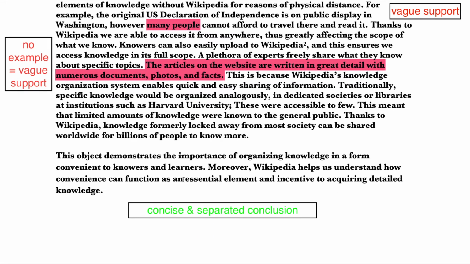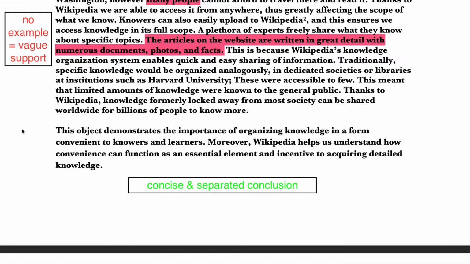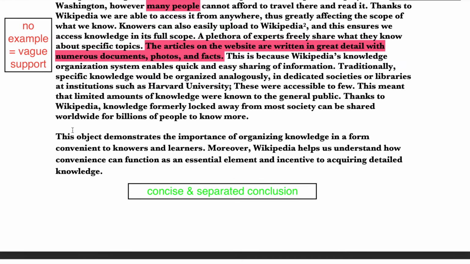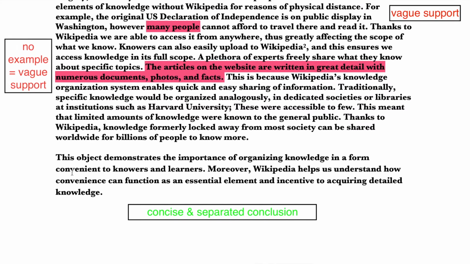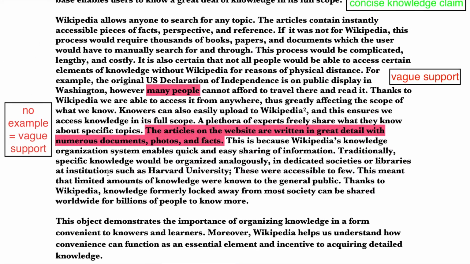I then conclude this object by writing, this object demonstrates the importance of organizing knowledge in a form convenient to knowers and learners. Moreover, Wikipedia helps us understand how convenience can function as an essential element and incentive to acquiring detailed knowledge. I've separated this to show the examiner that I can draw a clear and concise conclusion, where I basically summarize everything that I wrote in the body.